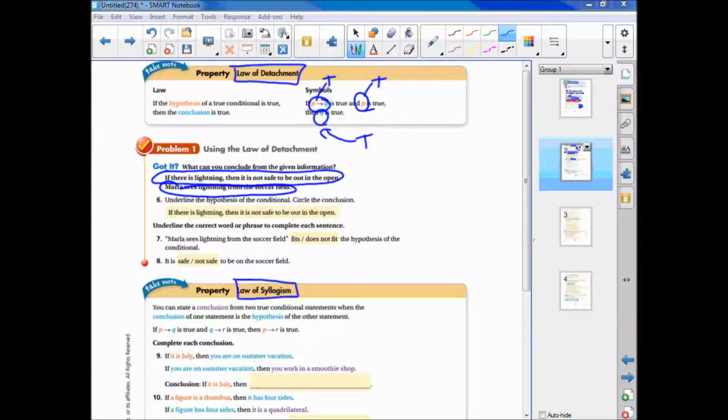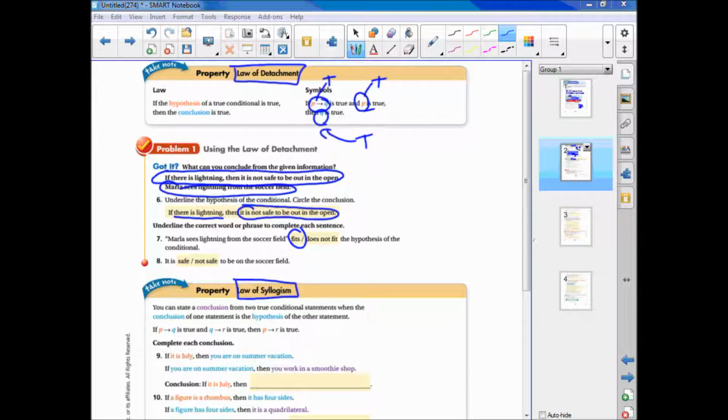So underline the hypothesis of the conditional and circle the conclusion. So here is the hypothesis, if there is lightning, and the conclusion is it is not safe to be out in the open. Now, underline the correct word or phrase to complete each sentence. Maria sees lightning from the soccer field fits or does not fit the hypothesis of the conclusion. And this fits. There's lightning. She can see lightning.